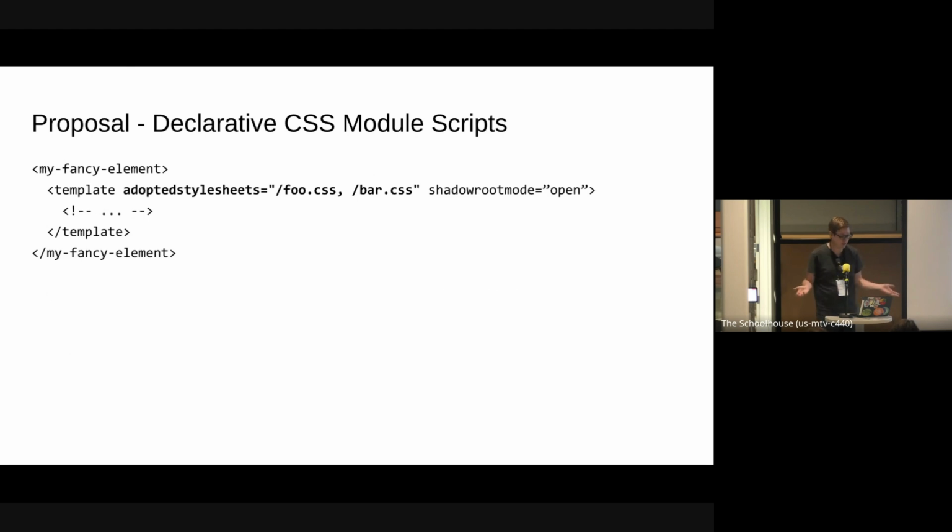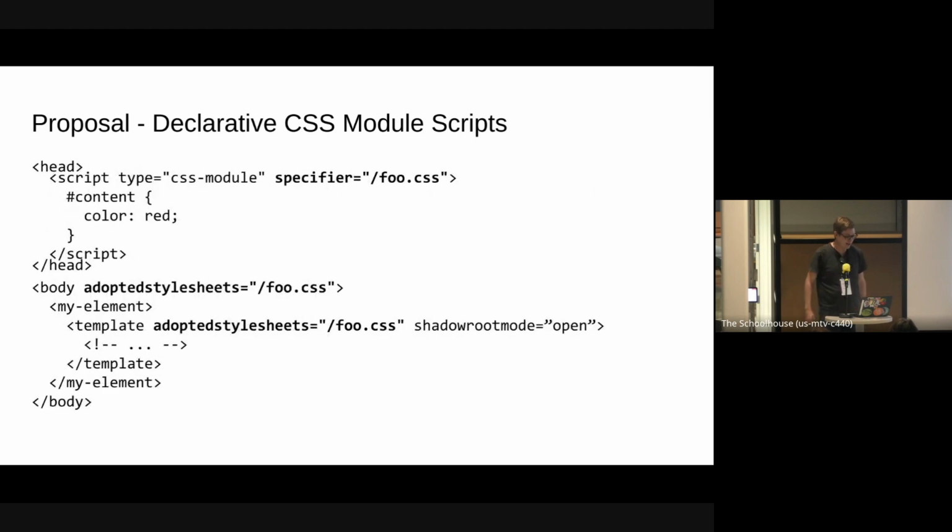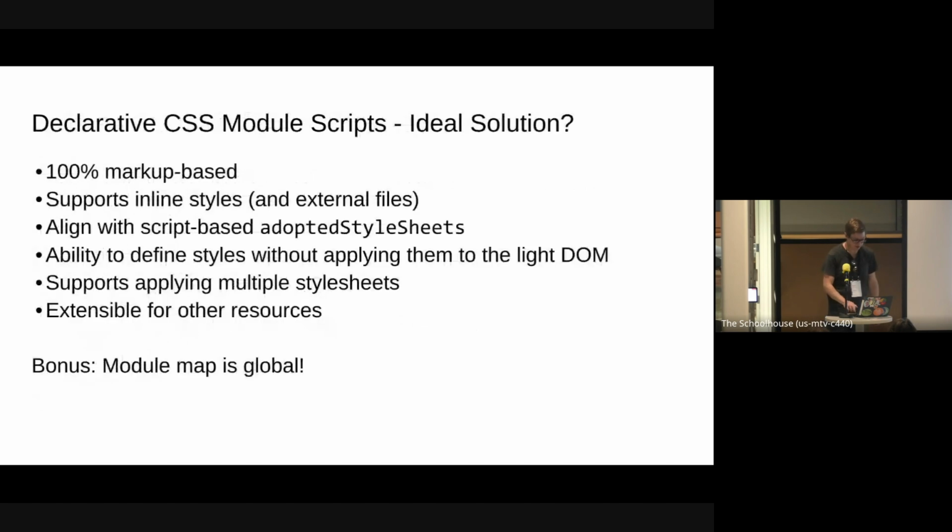You can also imagine applying multiple here. Out of the problems I listed, that's a very easy one: just a comma or space separated list. So that would be very simple to do. And then you can imagine that first example I showed, where we created a style sheet but didn't apply it. We opt in the body via adopted style sheets maybe, and then we can opt in the declarative shadow DOMs and make this work exactly like the script version, but with no script. And so yeah, this does check all those boxes. None of these are left hanging, and then there's the bonus that the module map is global.